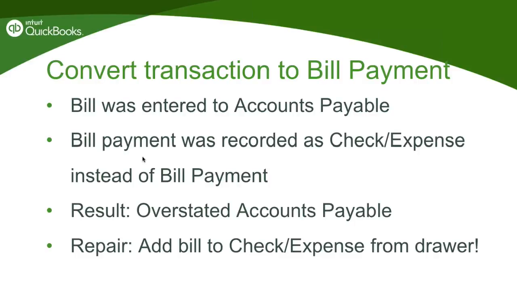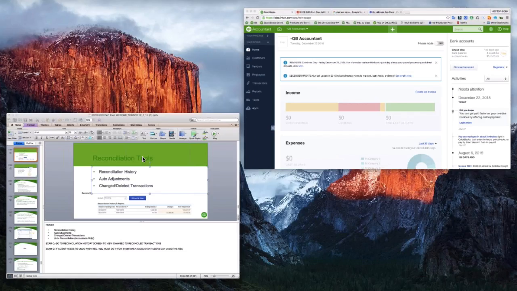So, converting a transaction to a bill payment. Typically what ends up happening is a client will create a bill, right? And this bill goes to accounts payable. And the correct way to mark this bill paid is not to go to write check or create expense. You have to go into pay bills, because QuickBooks treats a bill payment differently than it treats a check or an expense.